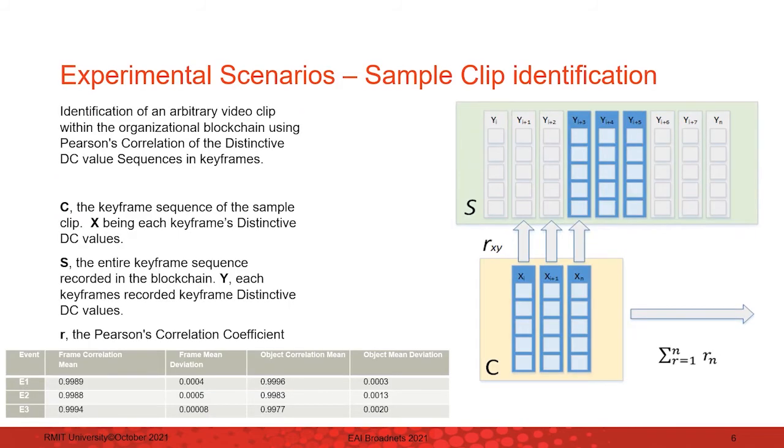We ran two experimental scenarios that I'll describe here, and we ran several others in the paper, but these were the primary ones. In our first experiment, we were given an arbitrary clip that came from a camera which had submitted its blocks to the blockchain, and using purely the post-processing of the DC values, we used Pearson's correlation and used that correlation score as a metric to locate that clip within the blockchain. This was highly successful and we were able to, in all cases, identify short clips within the blockchain and link their metadata with scores of over 0.99 in terms of correlation, very close to 1.